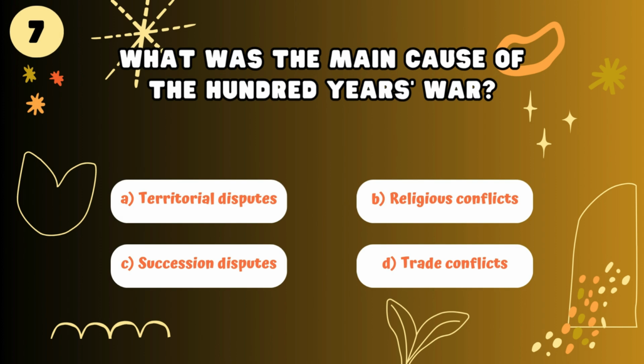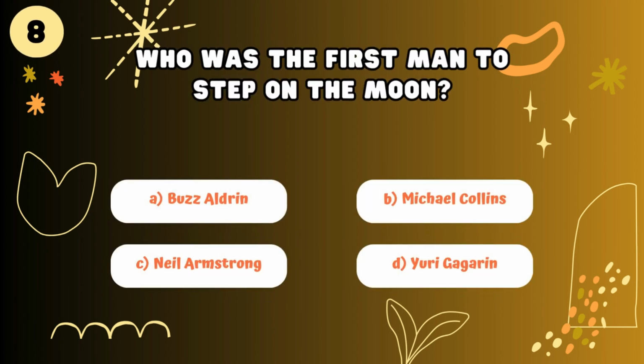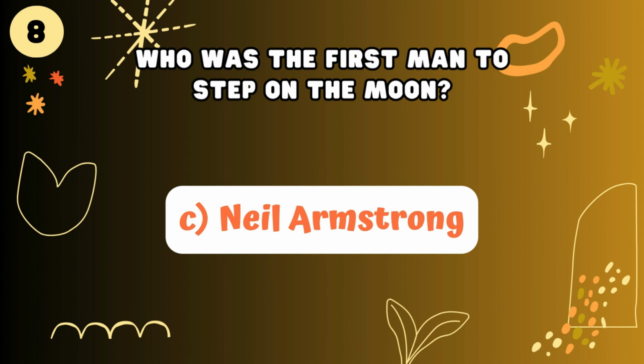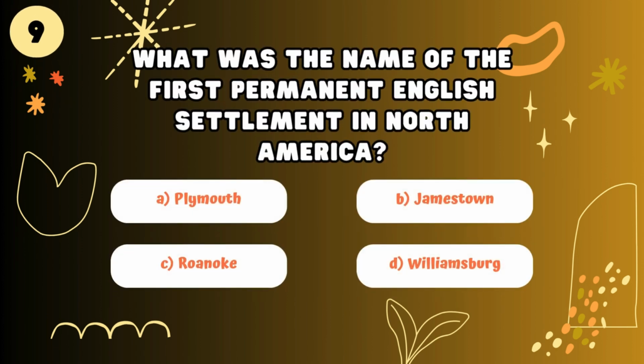Territorial disputes, religious conflicts, succession disputes, trade conflicts. Answer: succession disputes. Who was the first man to step on the moon? Buzz Aldrin, Michael Collins, Neil Armstrong, Yuri Gagarin. Answer: Neil Armstrong. What was the name of the first permanent English settlement in North America?